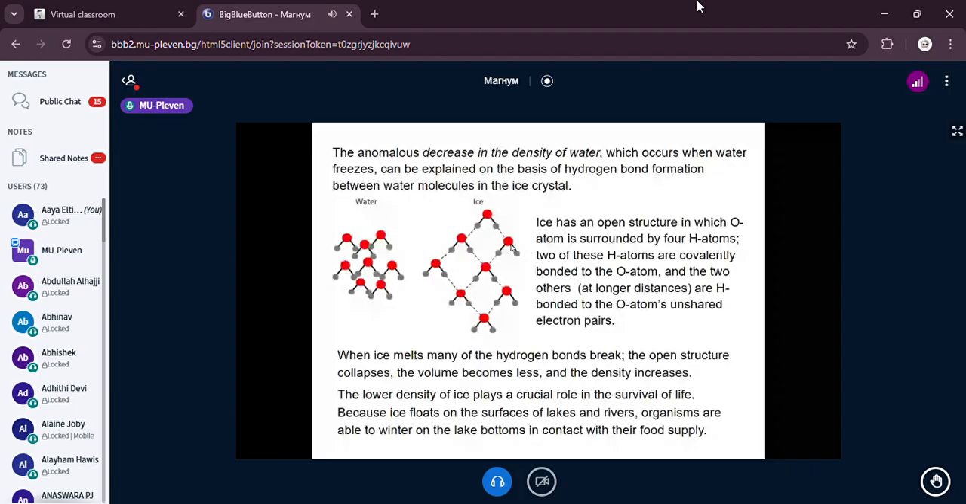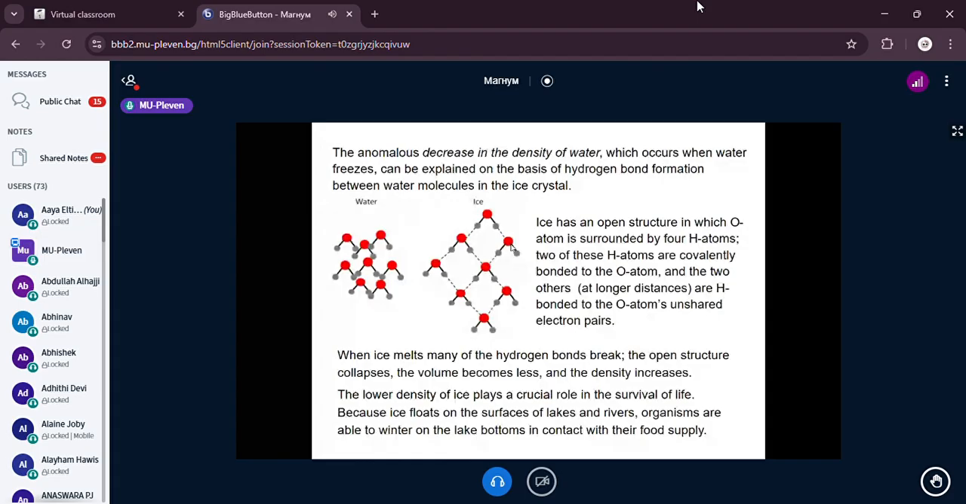But such a structure leads to less density of ice, and less dense ice can float during the winter on the surfaces of rivers and lakes, which helps water organisms to survive.